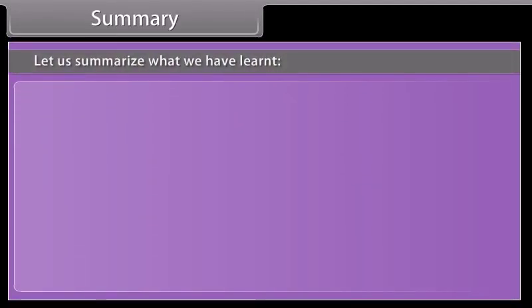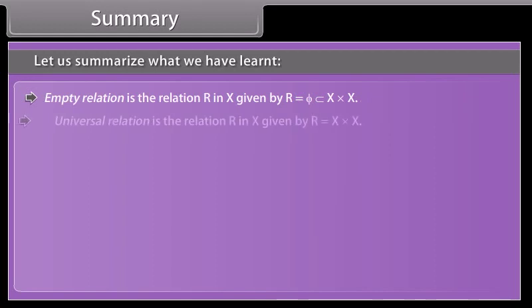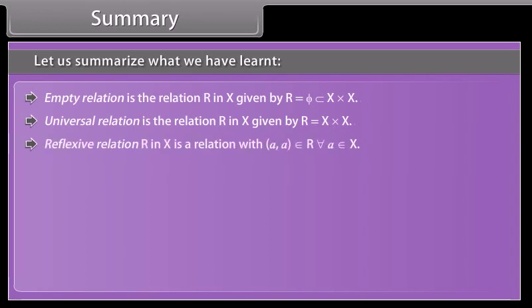Summary. Let us summarize what we have learned. Empty relation is the relation R in X given by R equals the null set, which is a subset of X cross X. Universal relation is the relation R in X given by R equals X cross X. Reflexive relation R in X is a relation with (a, a) belongs to R for each a belongs to X.